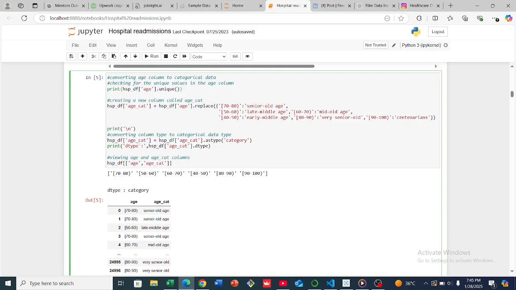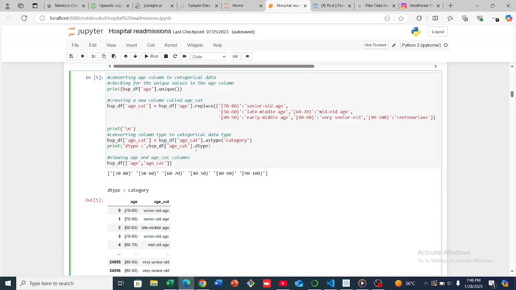Then when I was done with that, I also converted the column type to the categorical data type. Since I had already categorized each age into various names, I had to change that column type to a category data type, and it was easy. I just had to use the astype method to do that. Okay, so it's a straightforward process.